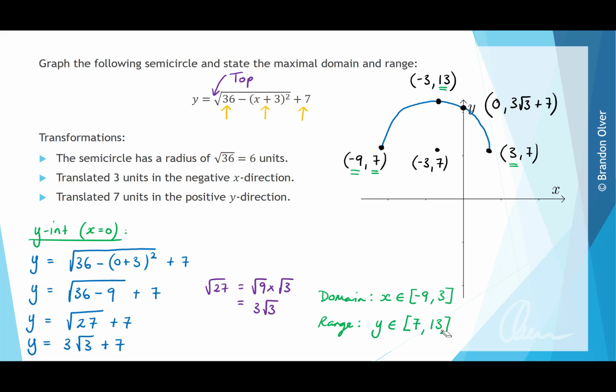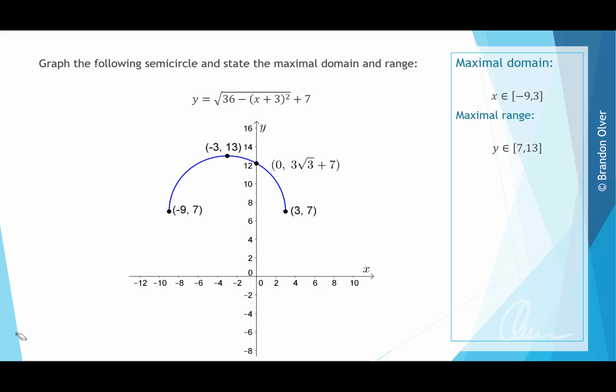On this slide, a computer has been used to generate a more accurate graph of the semicircle. And once again, all of the key features remain the same as what we've previously found. And over here we can see that our maximal domain is between -9 and 3, both included, and the maximal range is between 7 and 13, and both of those values are also included.